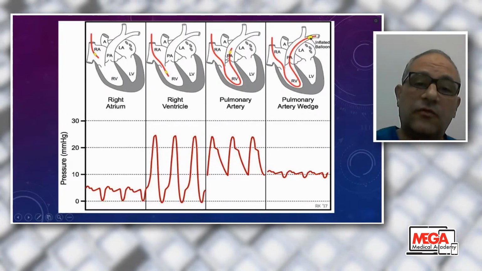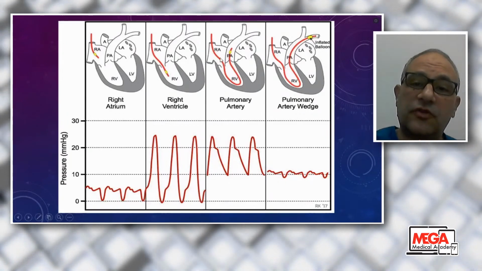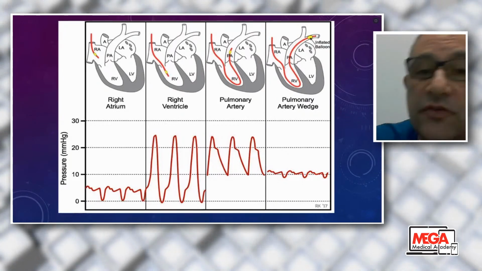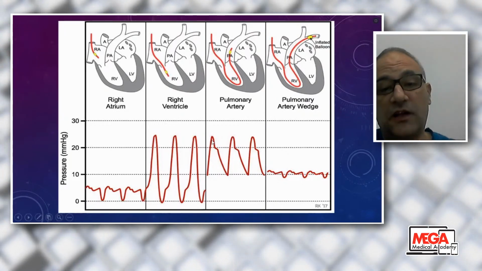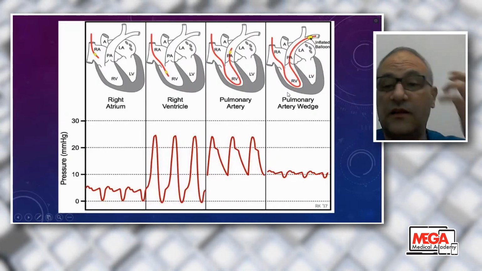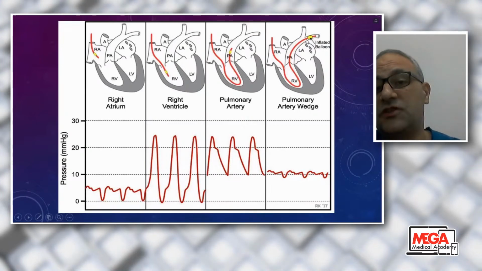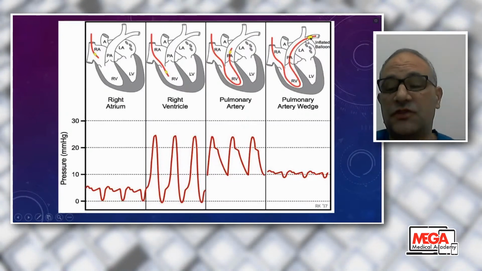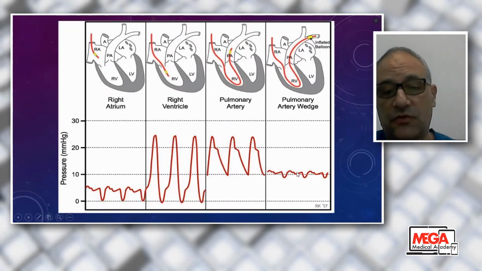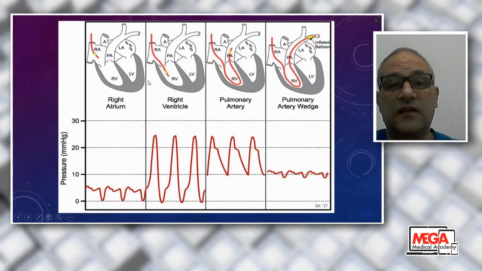Then with inflation of the balloon, I go to the pulmonary artery. It floats with the blood flow into the pulmonary artery, making a systole and diastole. It's about 25/10. And then I go to the pulmonary wedge pressure, which is the pulmonary capillary wedge pressure, which denotes the left atrial pressure, and usually it is 10 to 12.